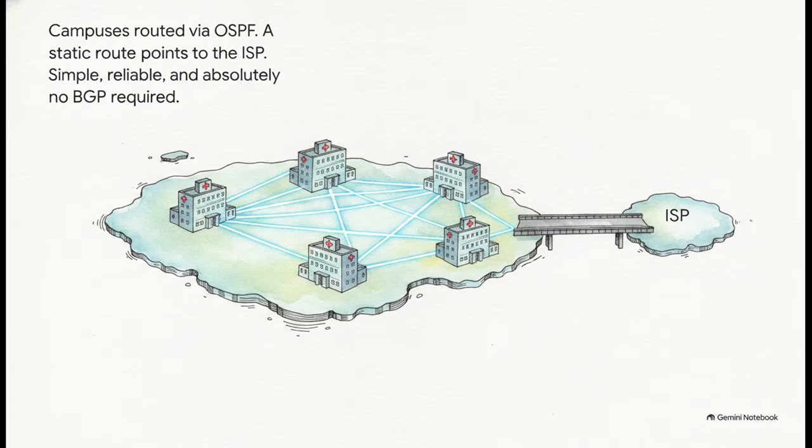But at the edge of their network, where they connect out to the internet, they just use a simple static default route pointing straight to their single internet service provider. In this setup, zero BGP is required, none. It's simple, highly reliable, super easy for a small IT team to manage, and honestly, it just works perfectly.